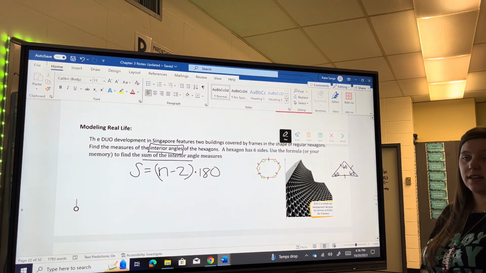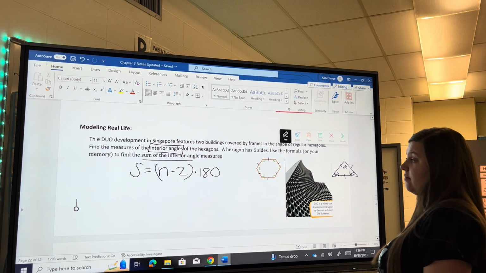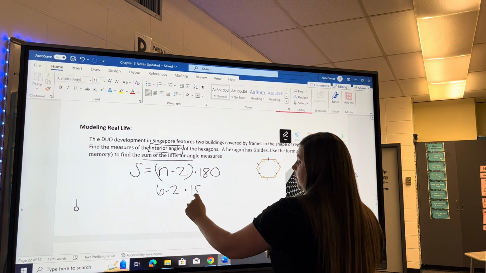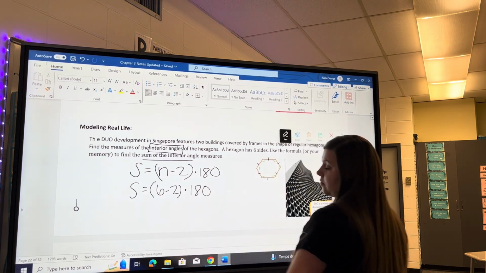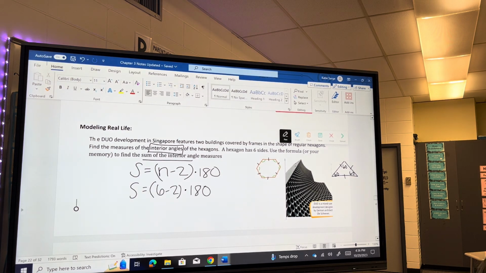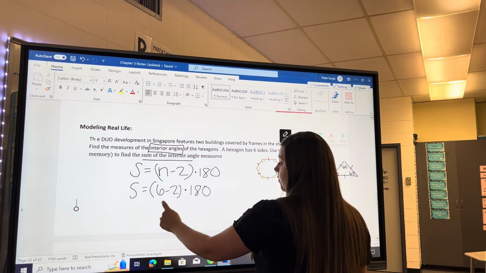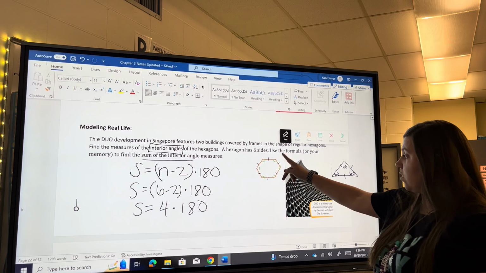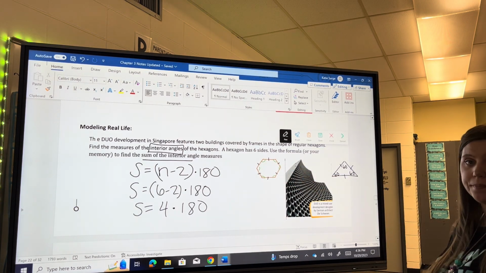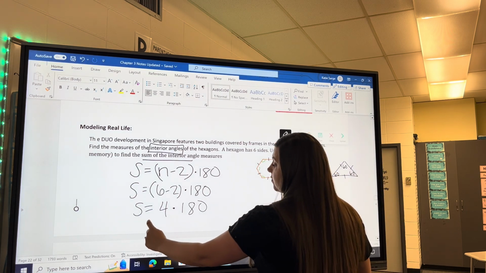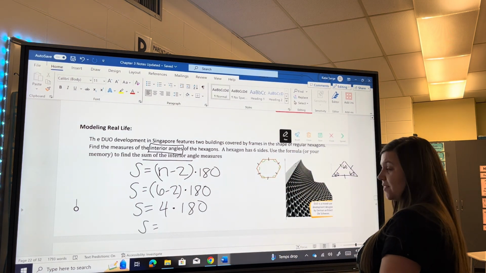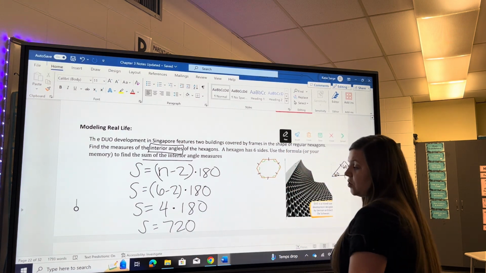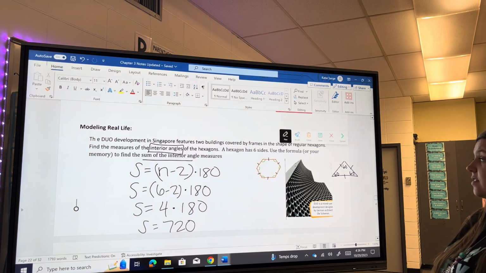So how many sides does the hexagon have? 6 minus 2 times 180. Which is what? 4 times 180. So all of these angles added up together should be what? Do you have an answer? 720? But that's not what it's asking us, okay?